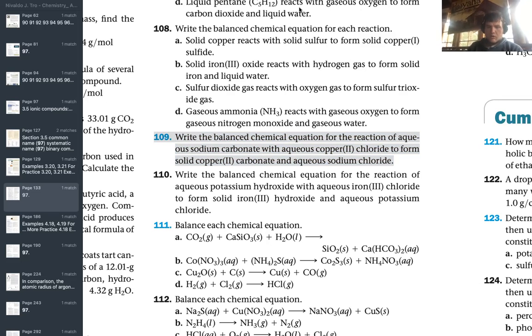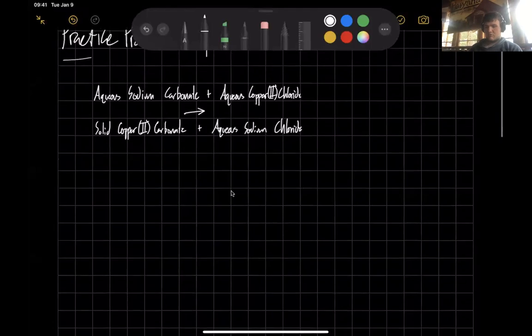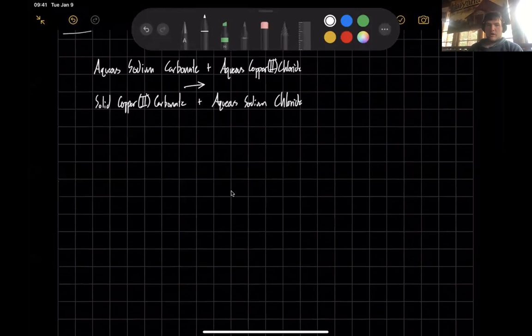Okay, so I will switch to my work screen. It's pulling up. There we go. Okay, and so yeah, the problem reads, you have your aqueous sodium carbonate reacts with aqueous copper 2 chloride to form solid copper 2 carbonate and aqueous sodium chloride. So the reason I chose this problem is because, as I said earlier, it requires the use of stoichiometry, but it also makes sure you have your ions and stuff memorized.